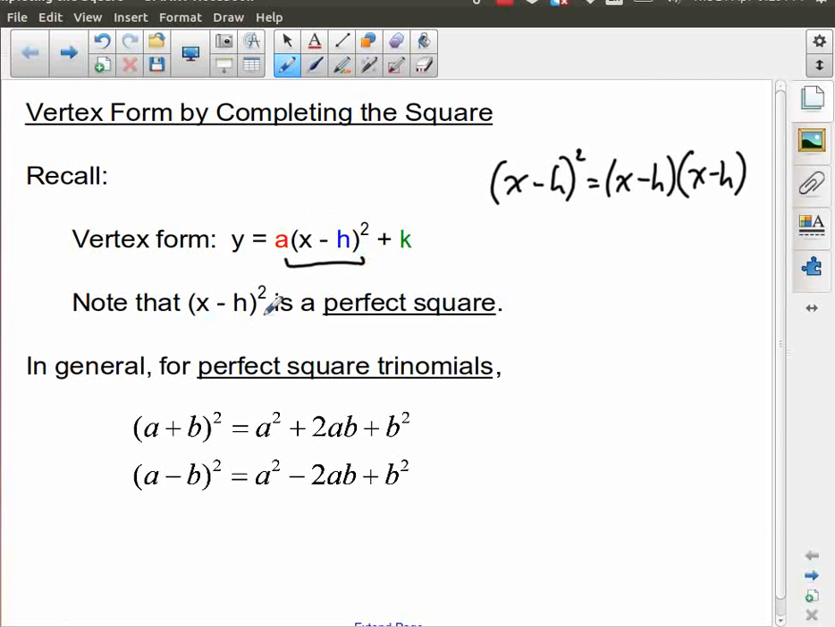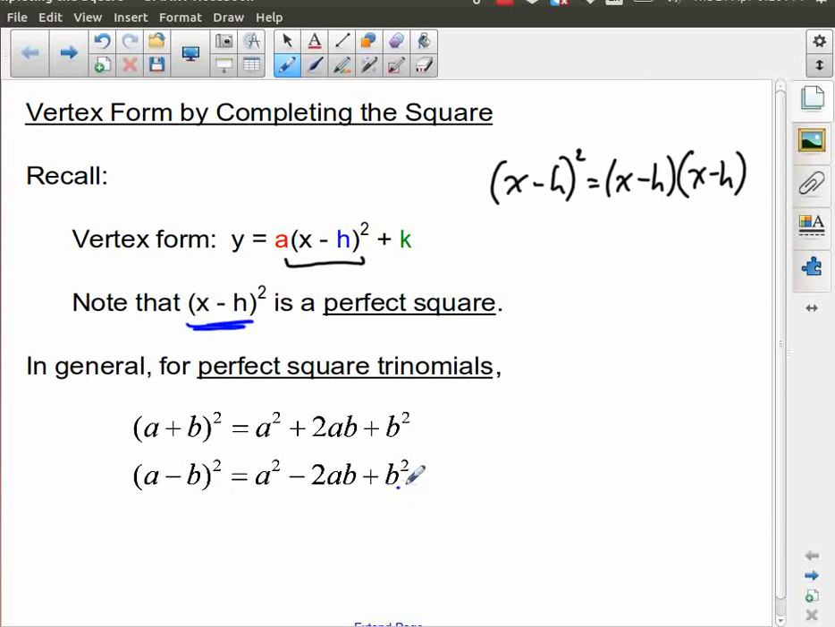So one of the key concepts of this method called completing the square is that what that means is to complete the perfect square that we've got. A perfect square can take two forms. There's either going to be a plus or a minus inside the factor. (a + b) all squared has this form. (a - b) all squared has this form.